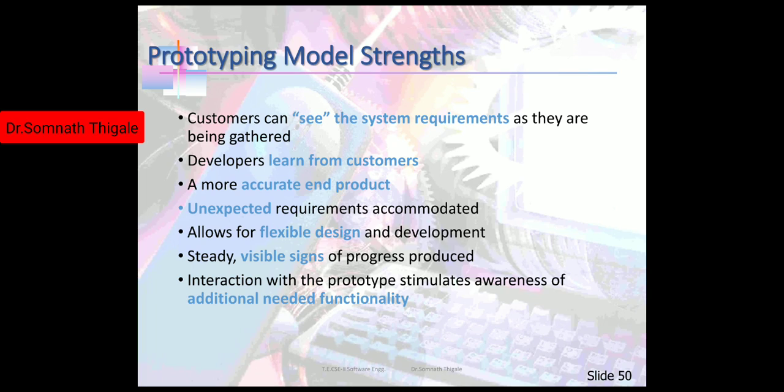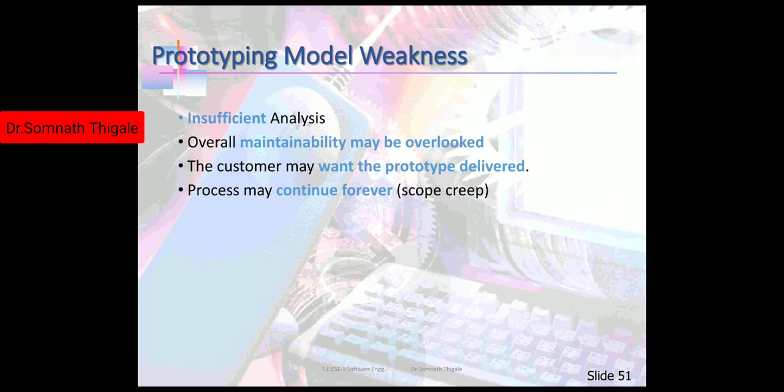More accurate end product. Why? Because the customer's continuous interaction is going on. Unexpected requirements accommodated. Why? Because the customer is there, so continuously he is trying to suggest some changes, and the changes can be accommodated. That is, it allows for flexible design and development. So, visible signs of the project's product. Interaction with the prototype stimulates awareness of additional needed functionality in future also.